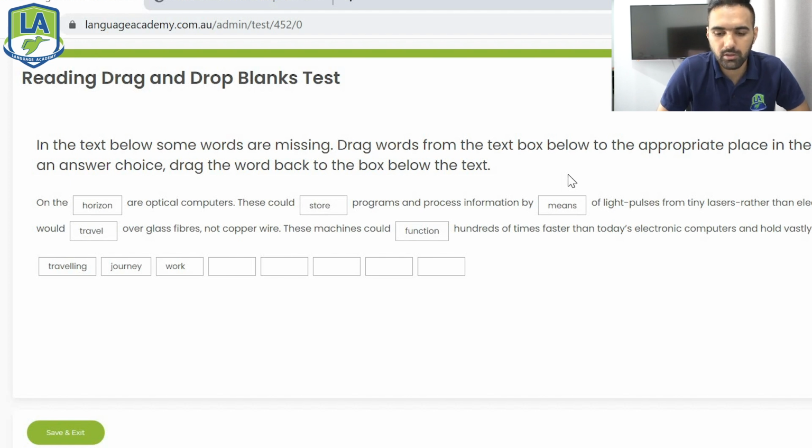So the passage talks about the functioning of computers. It was not tough, but you have to eliminate the options and be very careful with the phrases. On the horizon means something which is coming very fast. Store, you'll always store information. Means of light pulses means using that technology. Pulses will travel in the fibers, not in the wires anymore. For example, we always see electricity travels through wire, but over here, the new computer won't travel in copper wire, but instead it will travel in glass fibers, and the machine can function 100 times faster. So this was our passage number 4.